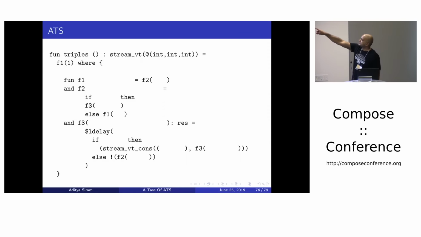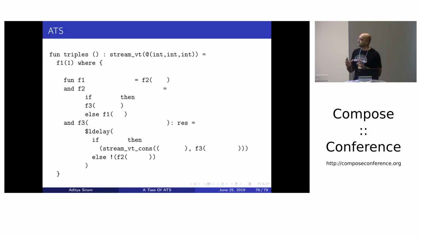So F1 is a stream function. F1 delegates to F2. These are all mutually recursive. F2 delegates to F3 possibly, or back to F1. F3 either delays the thunk and passes back to itself, or forces an F2 inside of that thunk when it's forced. So there's a lot of mutual recursion going on here.